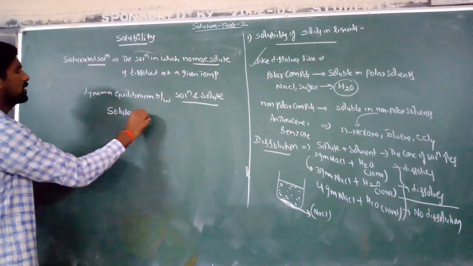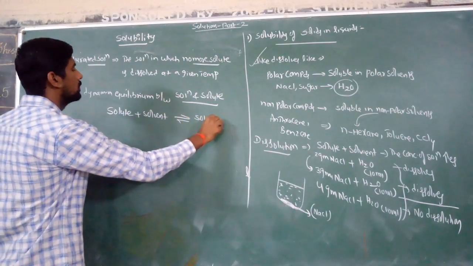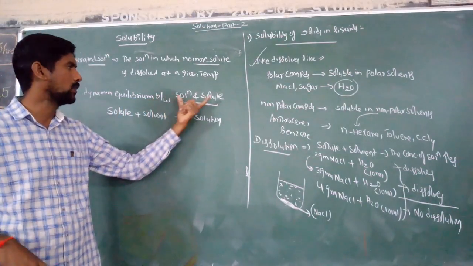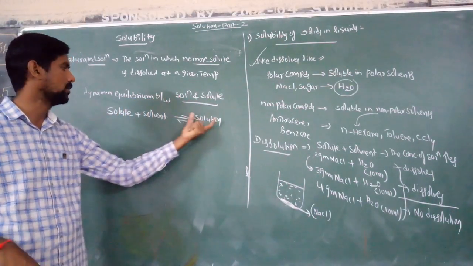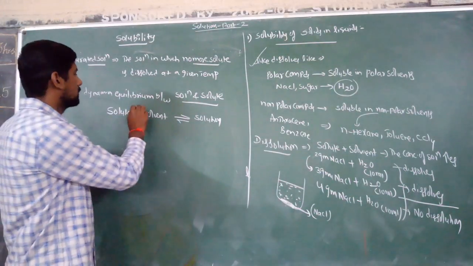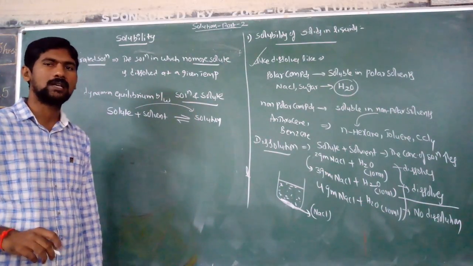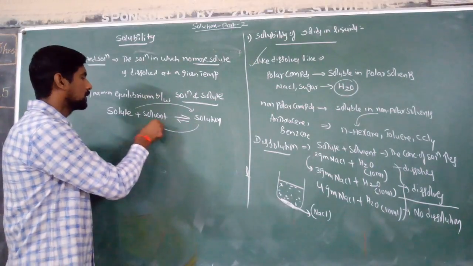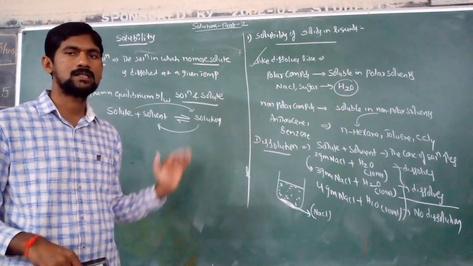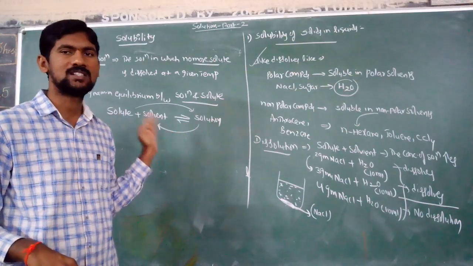There exists a dynamic equilibrium between solute particles and solution. At this stage, there exists a dynamic equilibrium between solution and solute: solute plus solvent, solution. The rate at which the solute dissolves is equal to the rate at which the solute escapes from the solution. Forward reaction is dissolution, backward is precipitation.